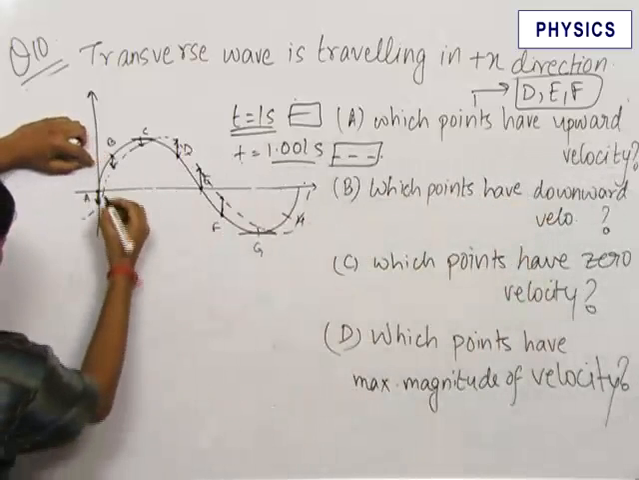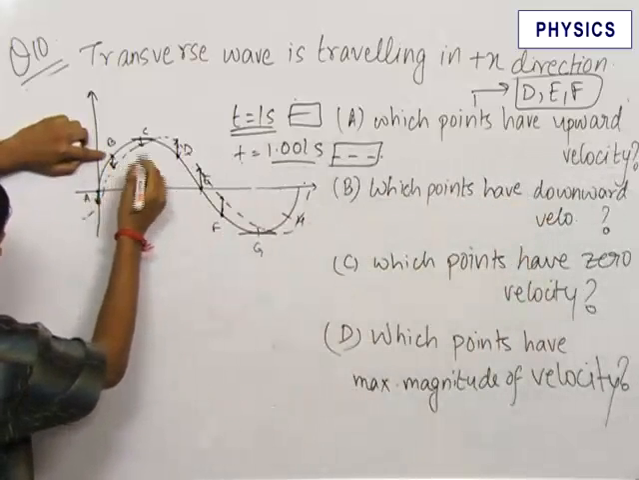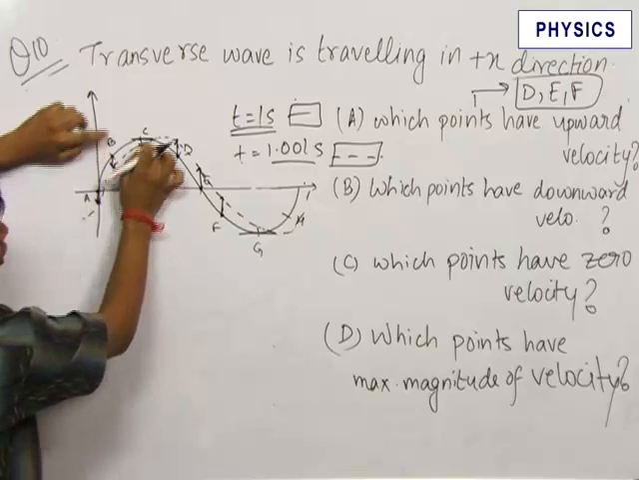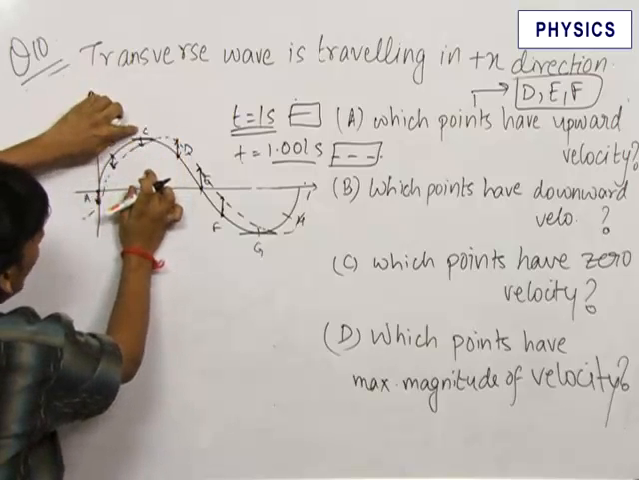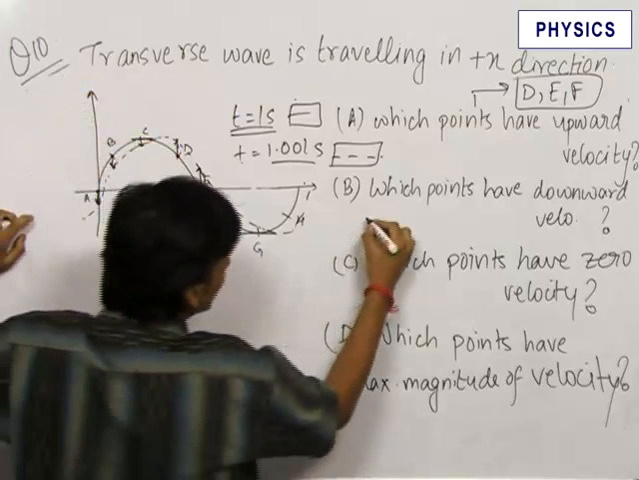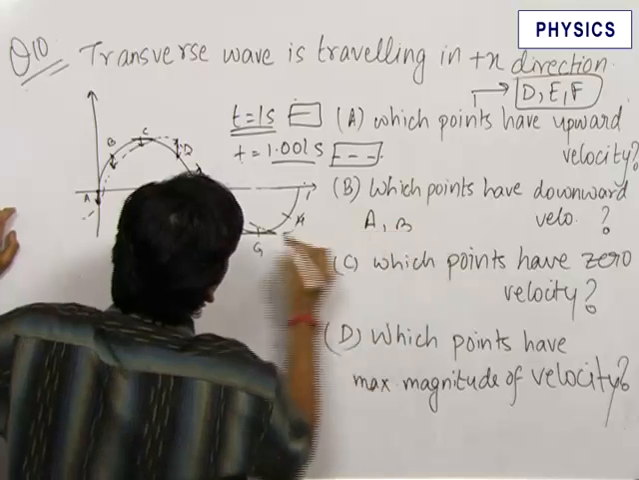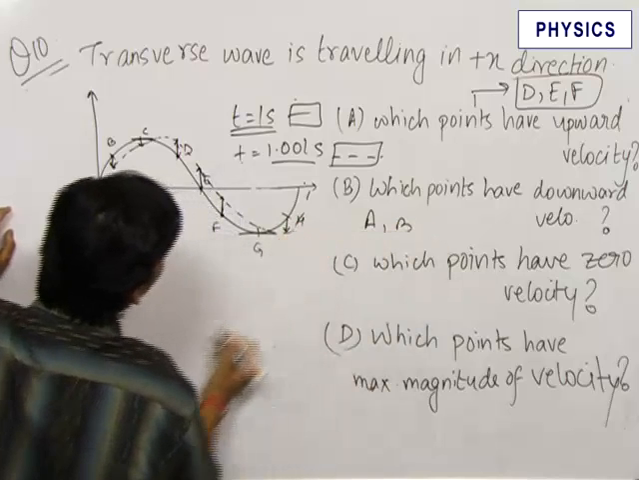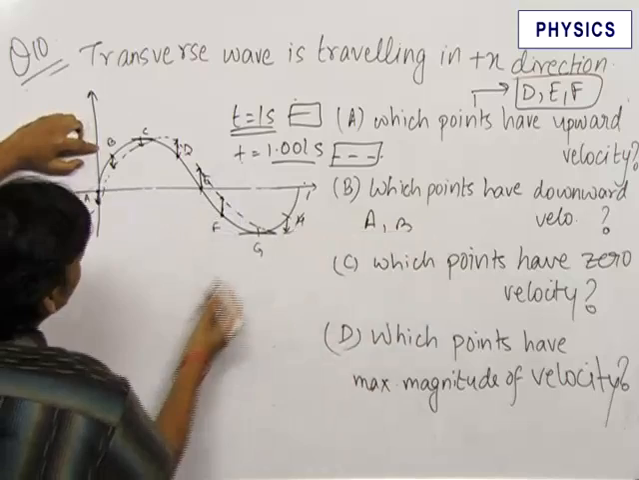So now we need to find out which points have downward velocity. Clearly A had downward velocity, B had downward velocity, C had 0 velocity, though it has come downward, but we neglect C. Why? Because it had 0 velocity at its extreme position. So our answers are A, B, and even H has moved downwards: A, B and H.